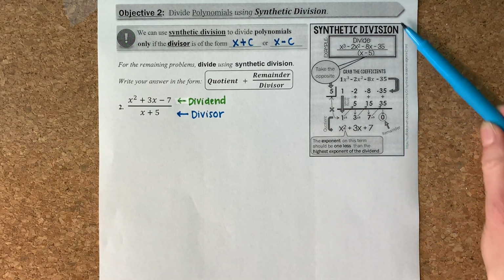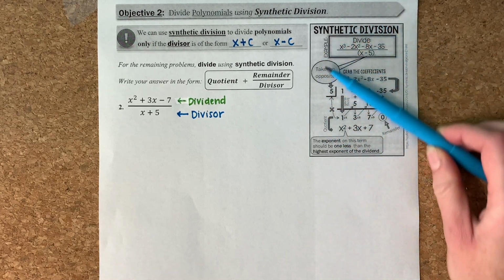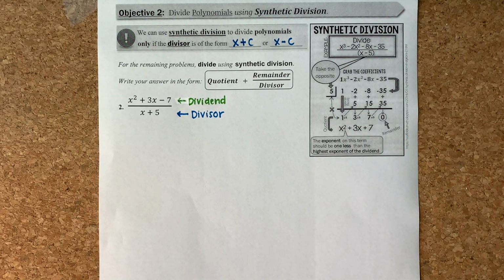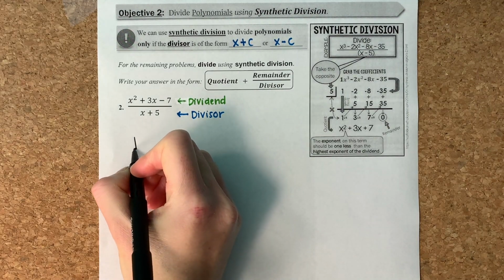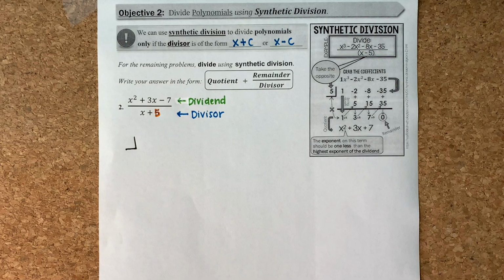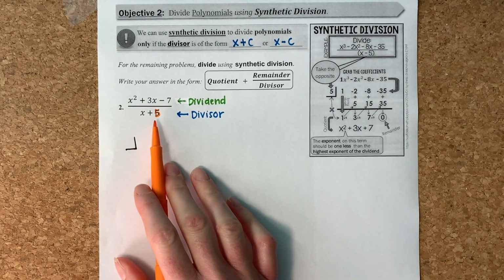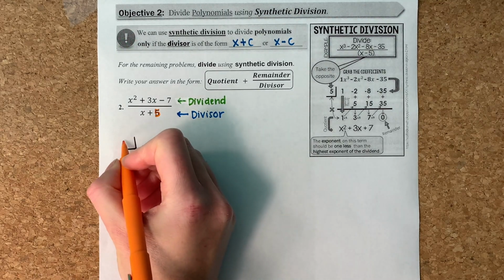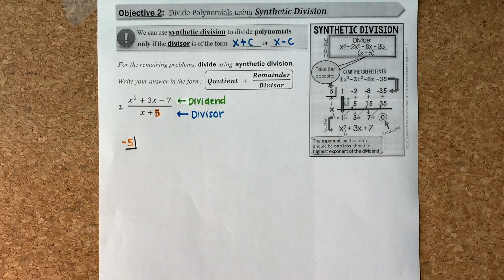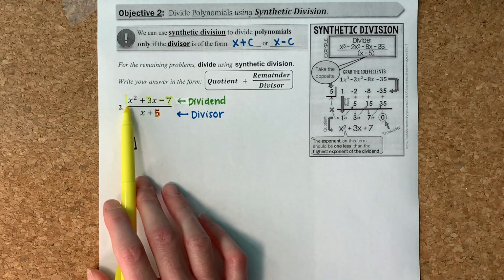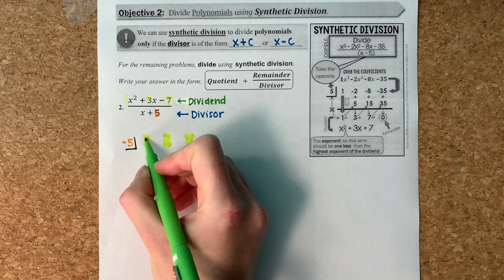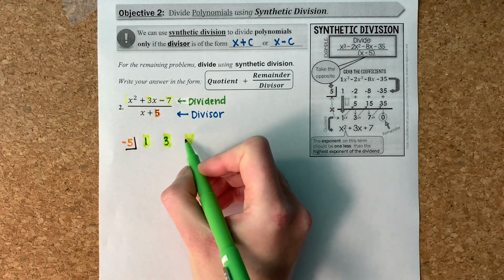This little image here draws out the steps of synthetic division. You may or may not find this image to be helpful. We're going to go through all of those steps now. So the first step of synthetic division is we're going to draw this little corner here. Then, whatever your constant is in your divisor, you want to write the opposite of that here. So this is a positive 5, so we're going to put a negative 5 here. Next, we're going to list the coefficients of our dividend right here. So we'll list 1 and 3 and -7.